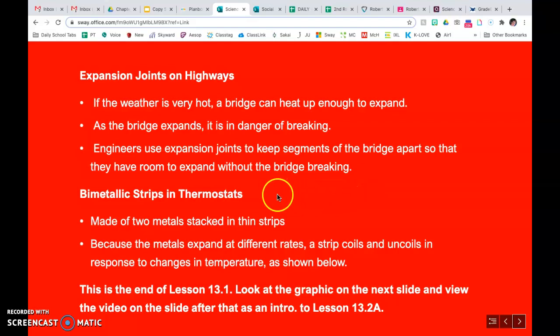All right, bimetallic strips in thermostats. Have you ever wondered how your automatic heating and air in your home just knows to come on and go off? Well, it's made of 2 metal stacks in thin strips. And because the 2 metals that are in that thermostat expand at different rates, a strip coils and uncoils in response to changes in temperature. And we're going to look at the graphic in just a second that shows this.